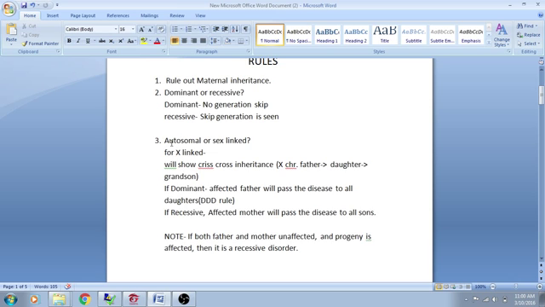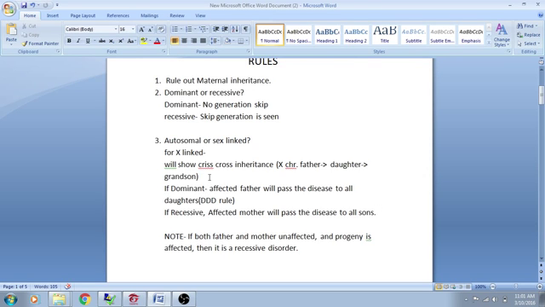Then you have to check whether it is autosomal or X-linked. If it is not sex-linked, that means it is autosomal. For sex-linked, you have to check whether there is criss-cross inheritance. Criss-cross inheritance means the X chromosome of the father will be passed on to the daughter, and then on to the grandson. If the disease is dominant, the affected father will pass the disease to all the daughters, and if the disease is recessive, the affected mother will pass the disease to all the sons.